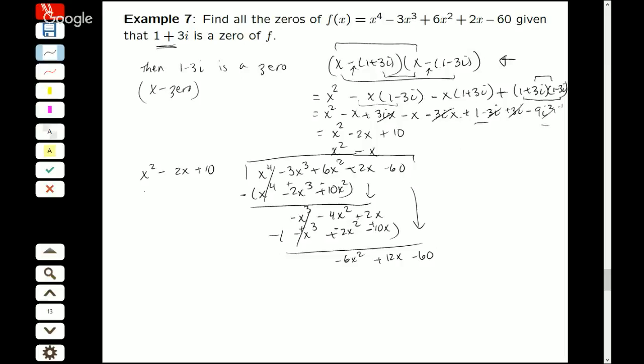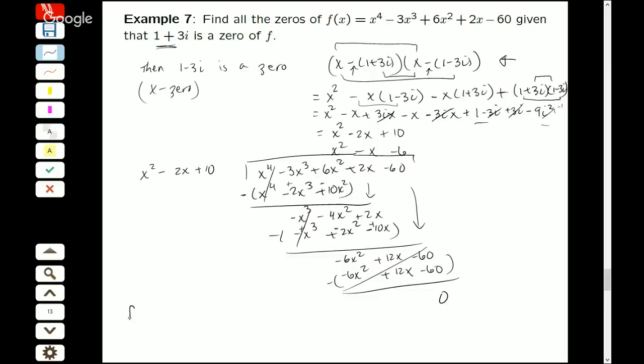How many times does x squared go into minus 6x squared? Negative 6. So negative 6x squared plus 12x minus 60. Yes, I wanted that to happen. You don't know how many times I've done that in class and not had that happen. Then I have to go find my mistake.